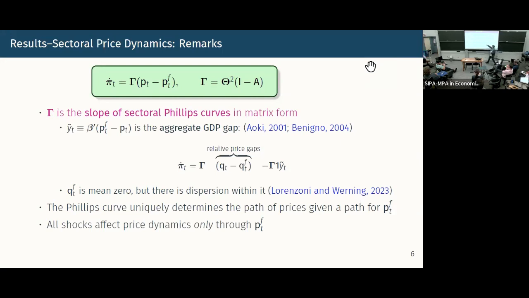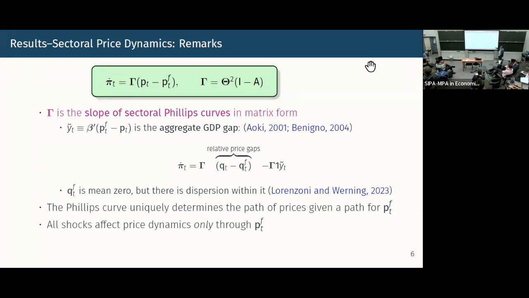And then by definition, because these are relative prices, on average they have to be zero according to some weights, but their dispersion can create inflation, which is also an insight that you see in Lorenzoni and Werning's recent paper on conflict inflation. When there's disagreement in relative prices, we get inflation.